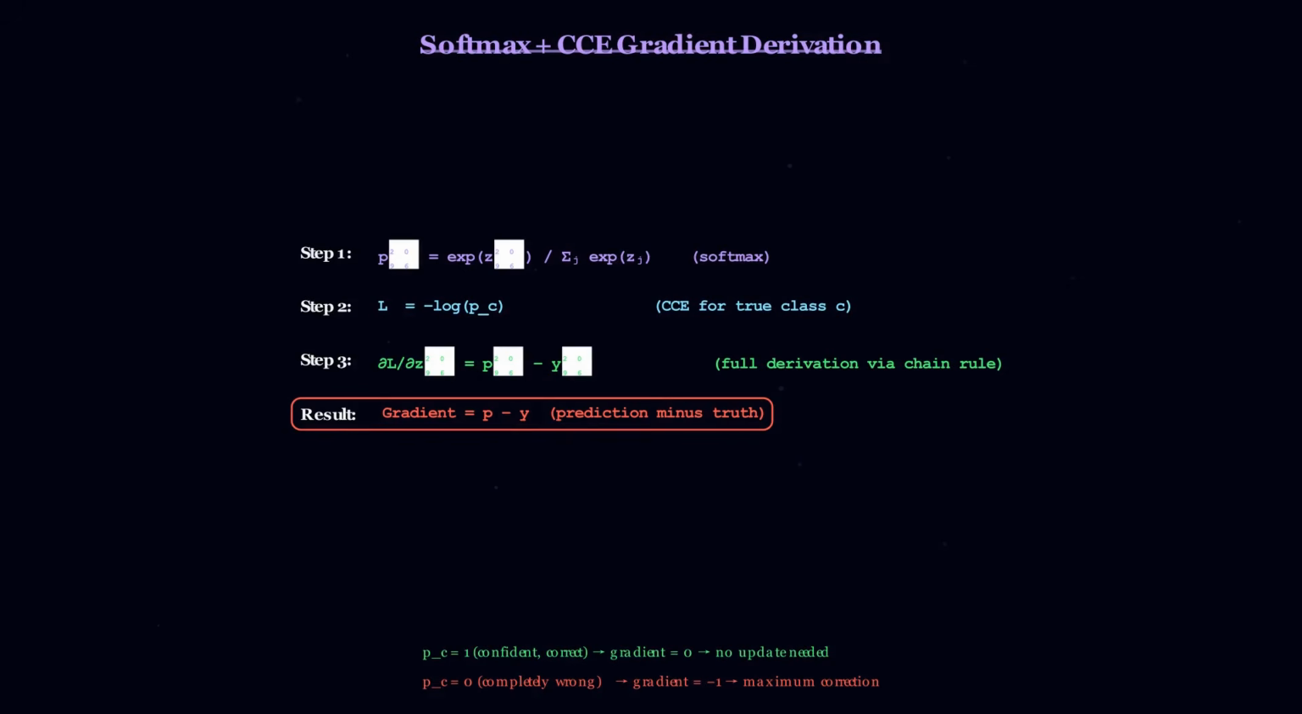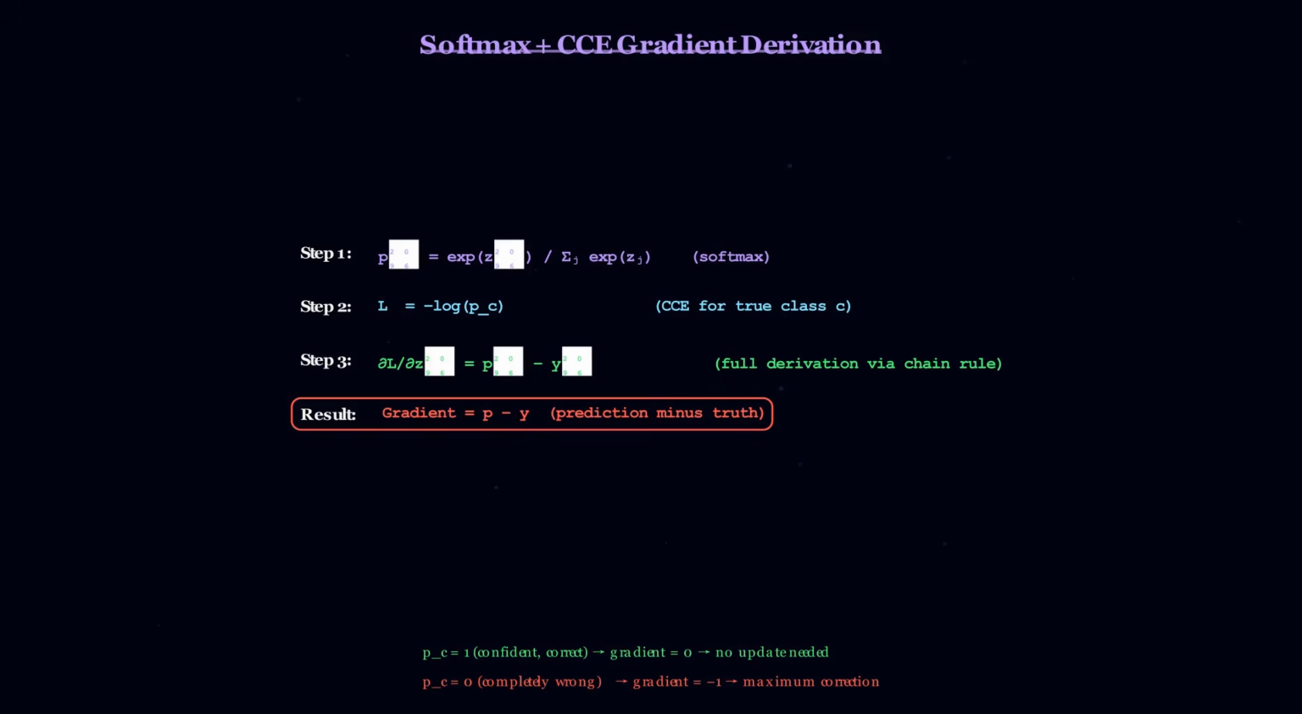Why softmax and cross-entropy are always paired: the derivation. Softmax, pk equals e to the zk, divided by the sum over j of e to the zj. CCE loss L equals minus log p at true class c. We need the gradient of L with respect to zk, the logit of class k.